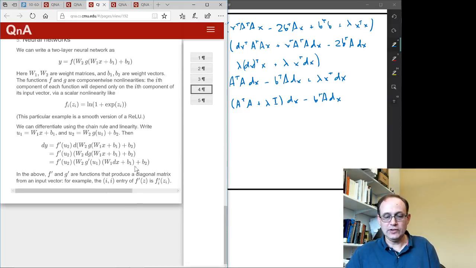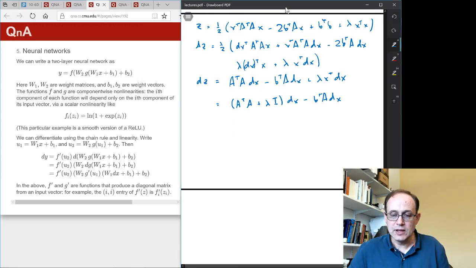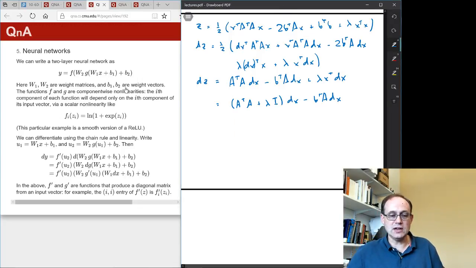All right, so let's do one last example, which is a neural network. This is not going to be a general neural network, but it's going to be a two-layer neural network.